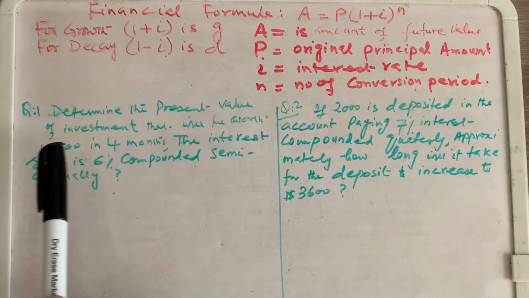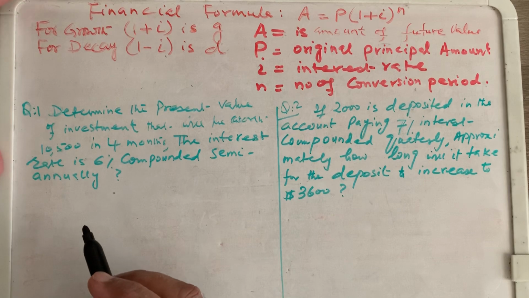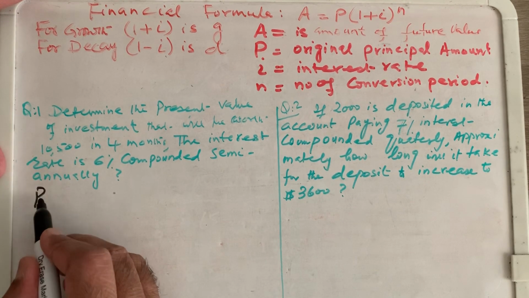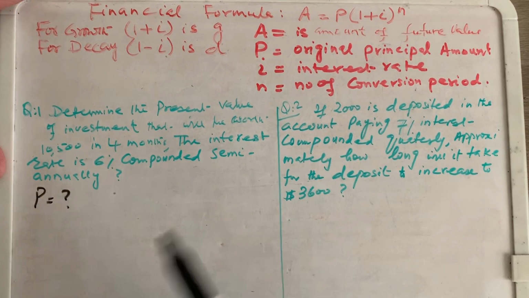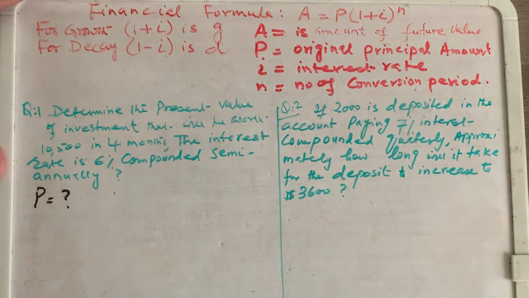Determine the present value of an investment that will be worth $10,500 in 4 months. The interest rate is 6% compounded semi-annually. Semi-annually, right? So we will see that P is unknown. The present value, P, is the original principal amount, right?